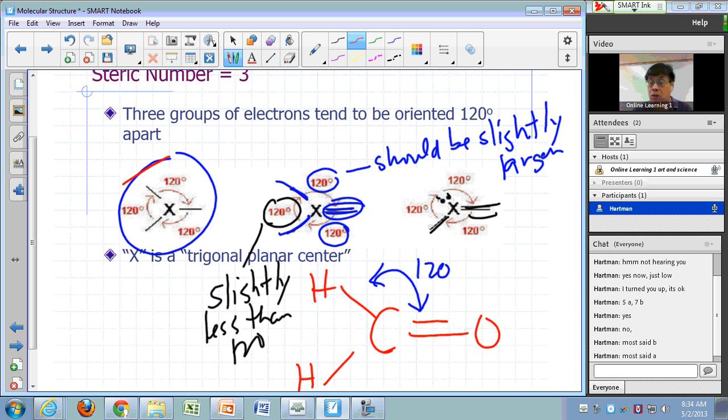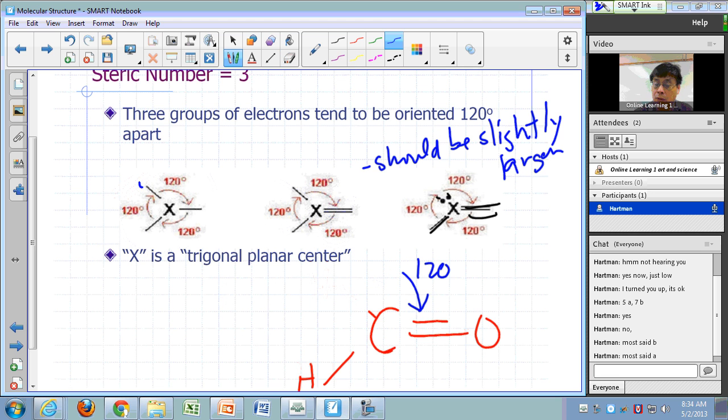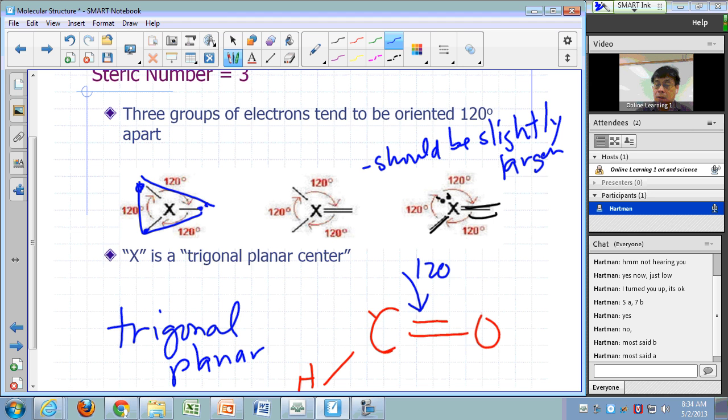Now, these 3 groups are going to be sticking out towards the corners of a triangle. So if there's an atom over here and an atom over here and an atom over here, what's the shape of the molecule? You say your molecule is triangular, or trigonal planar. Okay? So all the atoms are on the same plane. The groups of electrons sticking out of your central atom are sticking out towards the corners of a triangle. So X right here we say is a trigonal planar center. It's the center of a triangle on a plane. This X right here is also a trigonal planar center.